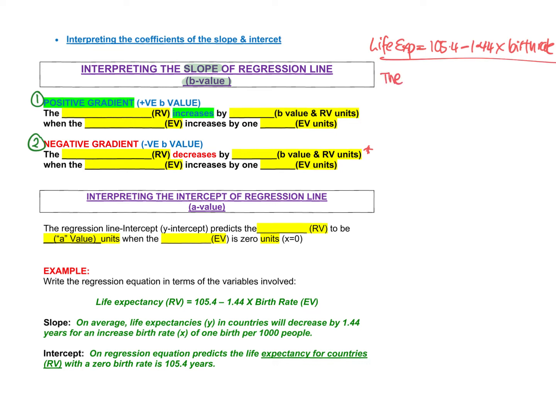See in yellow it says RV. So I'd write the life expectancy, because that's what RV is, decreases, and I'm saying decreases because B is negative, by, now it says there you have to put the B value and the RV units. So the B value is 1.44. I don't need to write negative because that's what the word decrease means. So life expectancy decreases by 1.44. Now what was the life expectancy measured in? It was years, so that's why it says RV units.